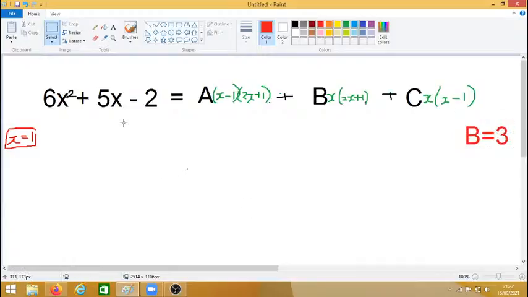And what about another value of x then? Because I want to find out c and a as well. So now 1 helped knock out quite a lot. So let's go with 0, because if I put 0 in, then this whole thing is going to become 0. So let's put x is 0. Should be very easy to work out on the left. 6 times 0 plus 5 times 0 take away 2. That's just take away minus 2.